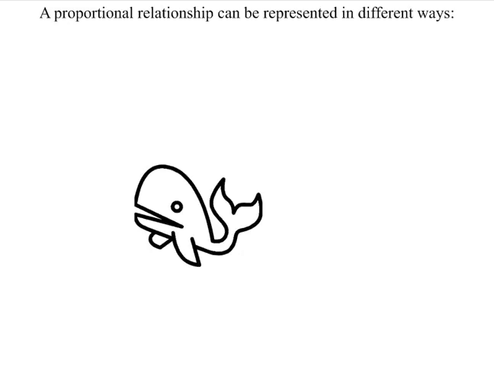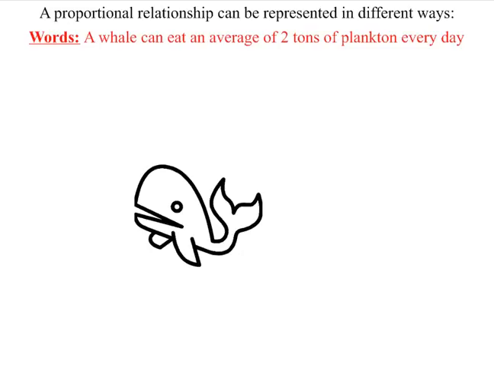pull together. Now, we know in words, let's say that a whale can eat an average of 2 tons of plankton every day. Now remember that word, average. That doesn't mean that it's eating exactly 2 tons of plankton every day, but up and down about 2 tons of plankton. So using this, we can think that after 1 day, it eats 2 tons.